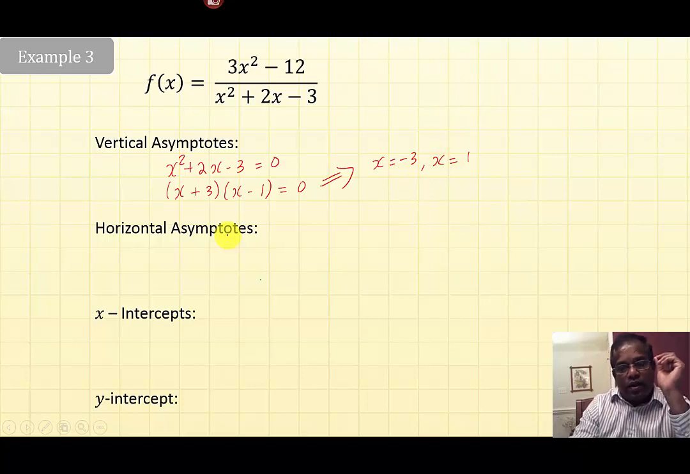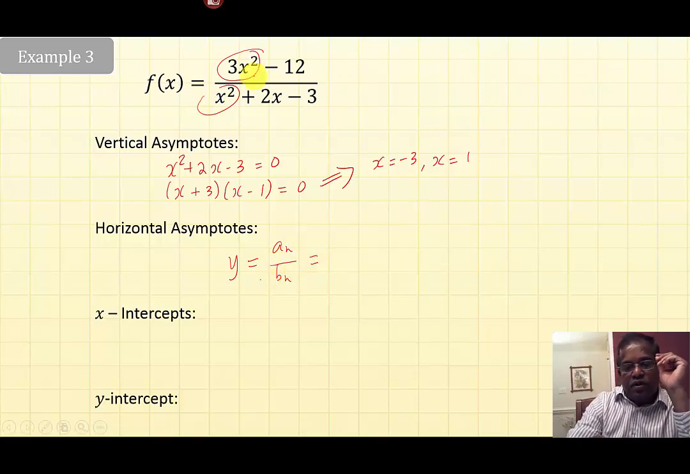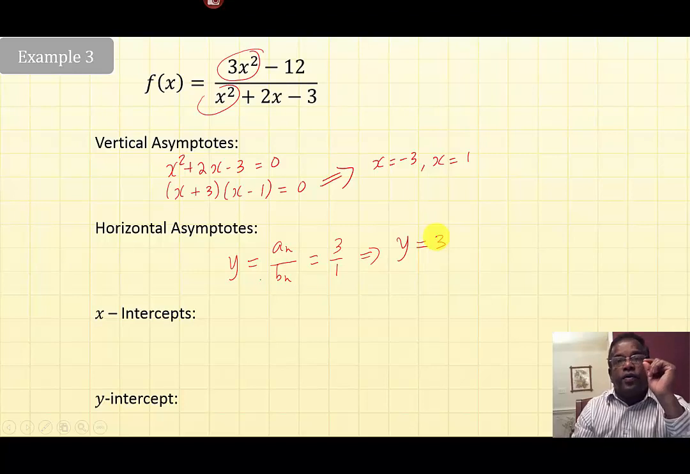Horizontal asymptote. Now the degree of the numerator polynomial is 2, and the degree of the denominator polynomial is also 2. So the horizontal asymptote is given by y equal to the leading coefficient of the numerator over the leading coefficient of the denominator. The leading coefficient of the numerator is 3, and the leading coefficient of the denominator is 1. So that means we should have a horizontal asymptote at y equal to 3.